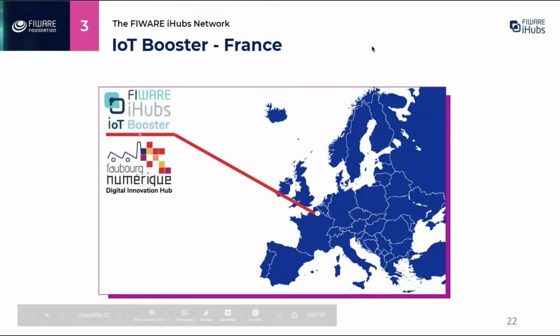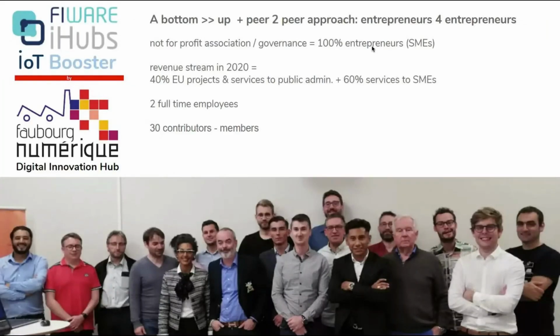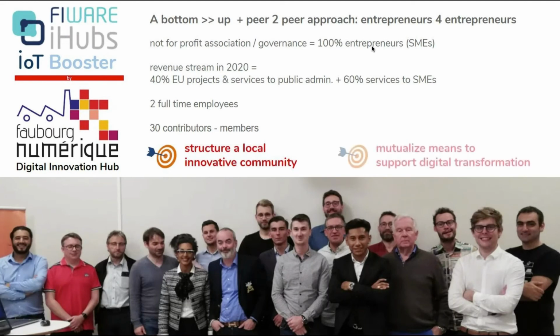Our FIWARE hub is located in northern France, and it's operated by a non-profit association of entrepreneurs. It's called FIWARE Numérique, and we are acting as a digital innovation hub. Our main ambition is to create a local innovative community, and also to mutualize means to support innovation and digital transformation. And we have a focus on Internet of Things in several domains.